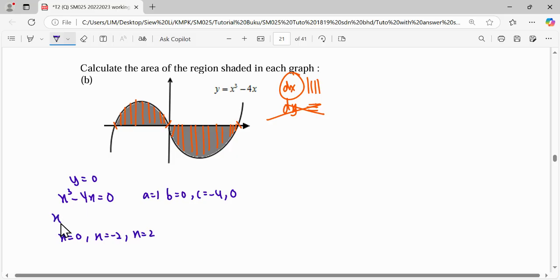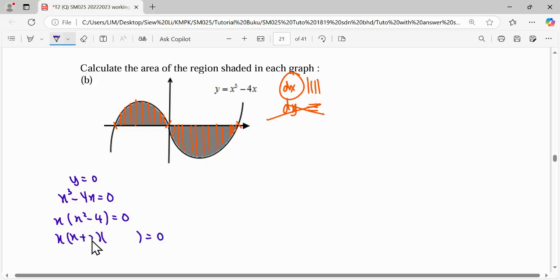Which means that this is x, factorizing, x plus 2, x minus 2 equals to 0. If you don't want to use your calculator, we can also factorize it manually. First of all, we factorize out x. And then this x squared minus 4, a squared minus b squared, will be x plus 2, x minus 2. So here we have x equals 0, x equals negative 2, and x equals 2. So this is negative 2, this is 0, this is 2.